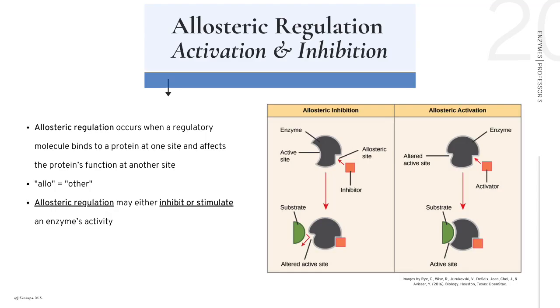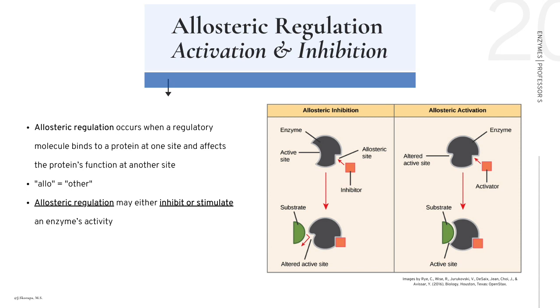The non-competitive inhibitor that we just learned about is an example of allosteric inhibition. Allosteric regulation occurs when a regulatory molecule binds to a protein or an enzyme at one site and affects the enzyme's function at another. The word allo means other. Allosteric regulation may either inhibit or stimulate an enzyme's activity.